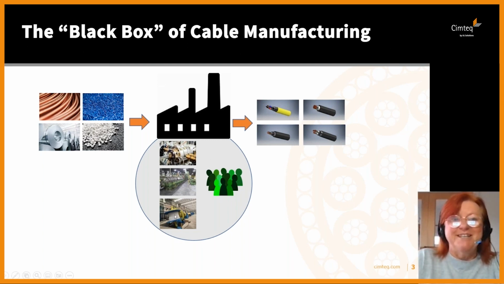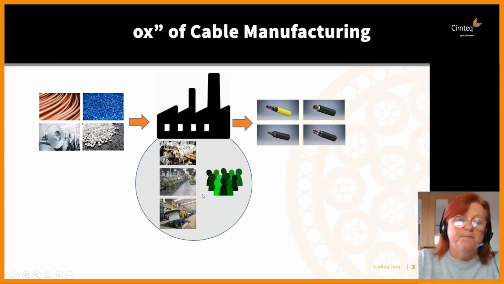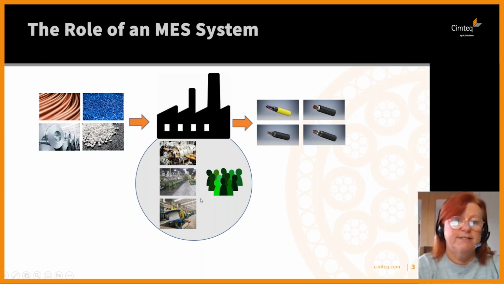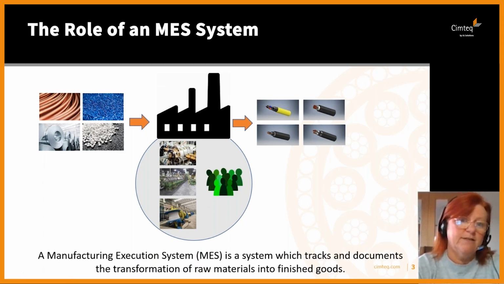And what's happening in here, when you think about manufacturing processes, is actually really complicated to bring everything together to get these outputs as and when we need them. And so maybe we need some help to do this. And one of the ways that we can improve is by using a manufacturing execution system.